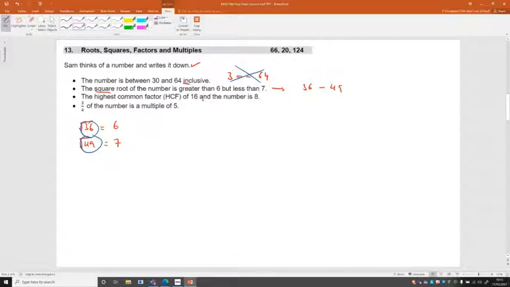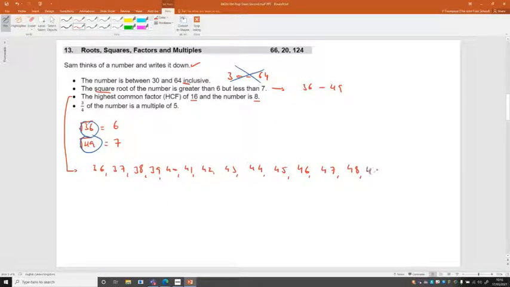The highest common factor of 16 and the number is 8. Okay, remember, a factor is a number that goes into another number. So the highest common factor of 16 and the number is 8. It might be easy now to write these narrowed down numbers: 36, 37, 38, 39, 40, 41, 42, 43, 44, 45, 46, 47, 48. That was a long process. So they've got a common factor of 8.